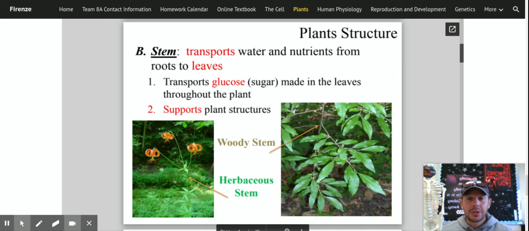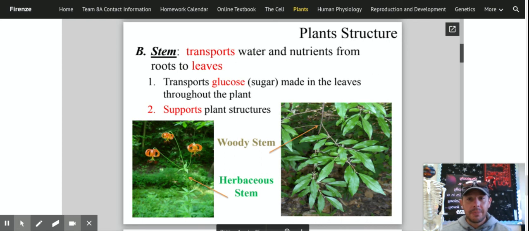It mainly transports this stuff called glucose. Glucose is a fancy word that means sugar. Okay, it's made in the leaves, and that sugar has to go to all the different places in the plant, so the stem helps it get there. Okay, it also supports the plant and all of its structures. The stem stands up nice and tall for the leaves to get some sunshine and enjoy the nice weather and stuff like that.